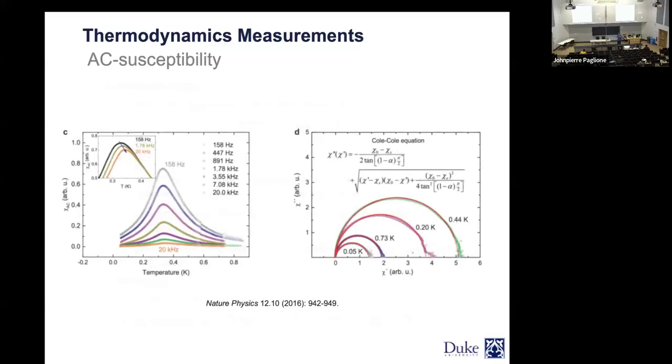Okay, so let's get back to quantum spin liquids again. One thing that you can do is just measure the AC susceptibility, looking at the real part of the AC susceptibility as a function of temperature. Typically, you're going to have different frequencies, so you can go from a small frequency to a larger frequency.